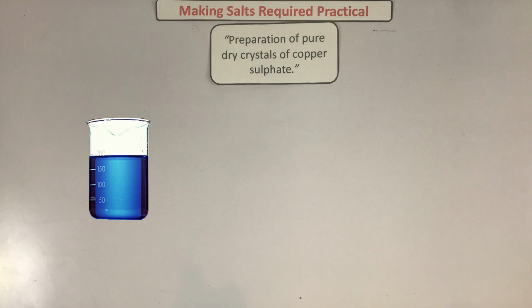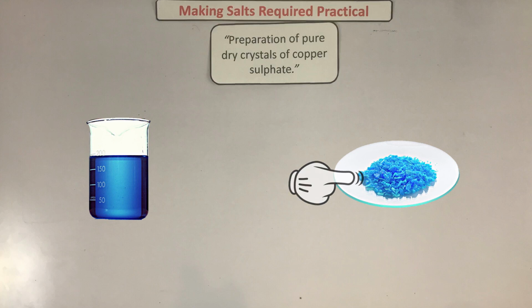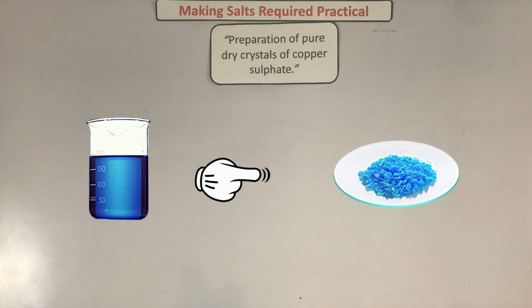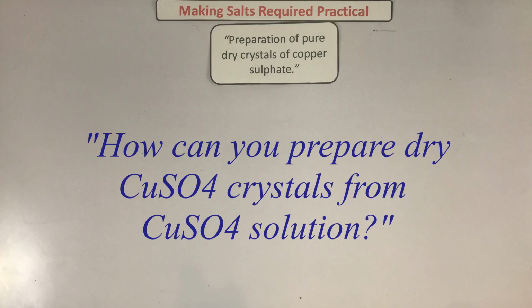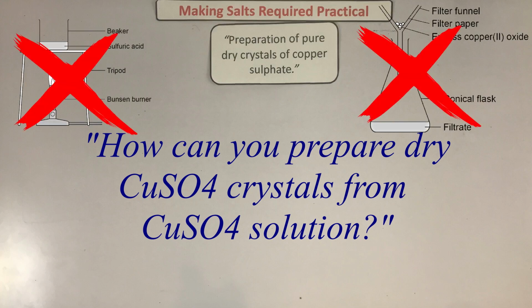But we want dry crystals of copper sulphate. These next steps are how you collect your pure dry copper sulphate crystals from your solution. One thing that the examiners might do is ask you, how do you collect pure copper sulphate crystals from copper sulphate solution? If they ask you that, you do not need to talk about any of those other steps I just mentioned. You talk about these steps here, yeah?